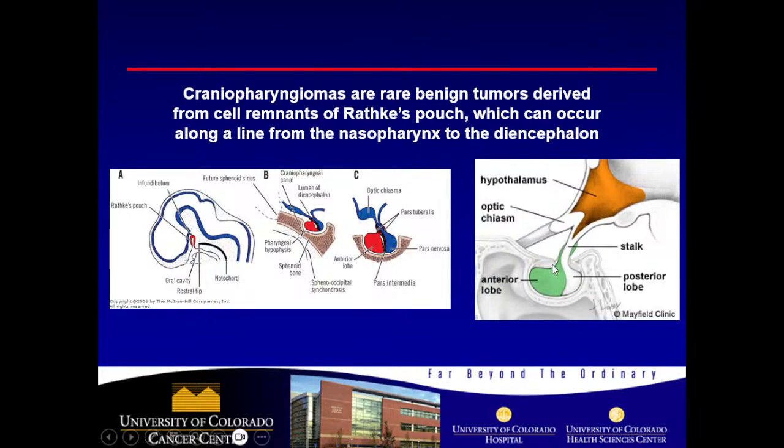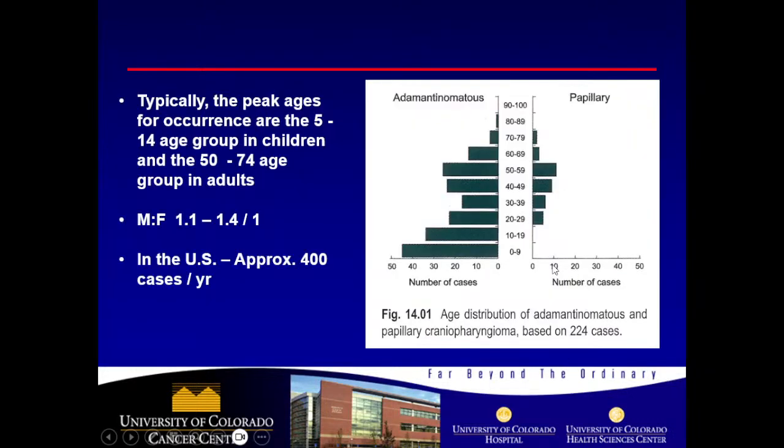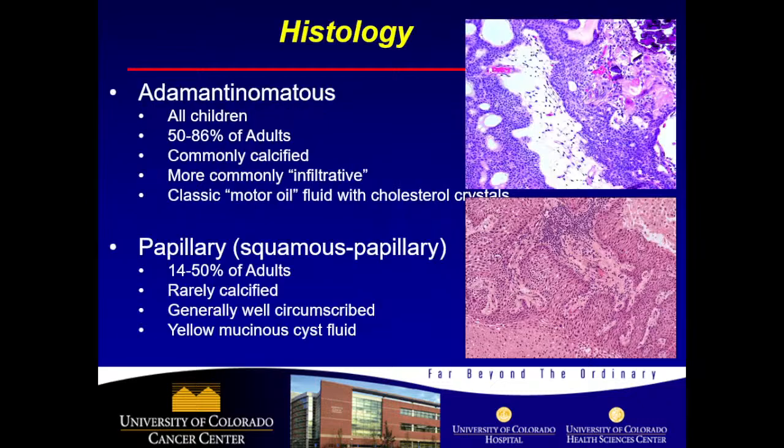Dr. Blessing had shown in his slide the adamantinomatous craniopharyngioma. This is a pathologic slide of it on the right-hand side. Again, all children have this variety of craniopharyngioma, as do 50 to 86% of adults. They're commonly calcified, so the presence of calcium tells you this is adamantinomatous. They're more commonly infiltrative, and they have this classic motor oil-filled cyst. So these tend to be more invasive than the papillary.